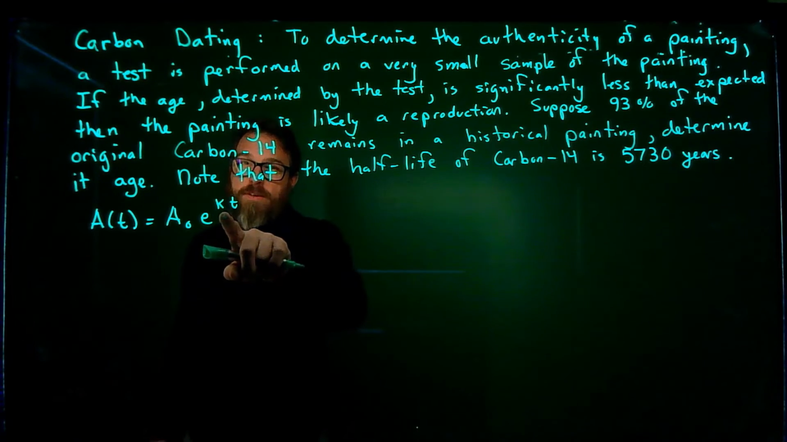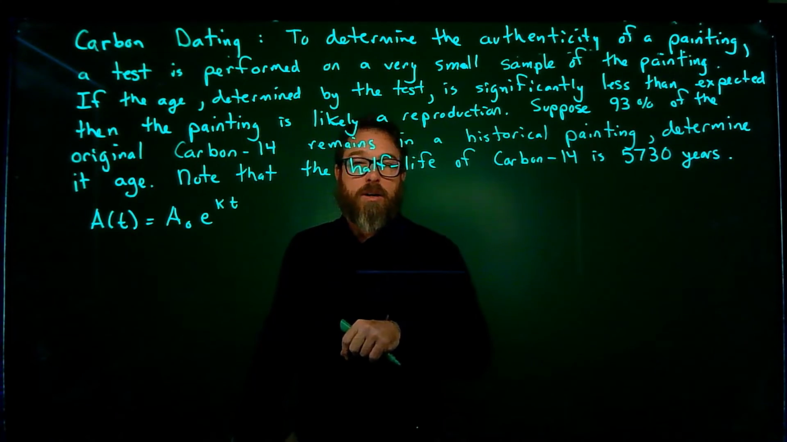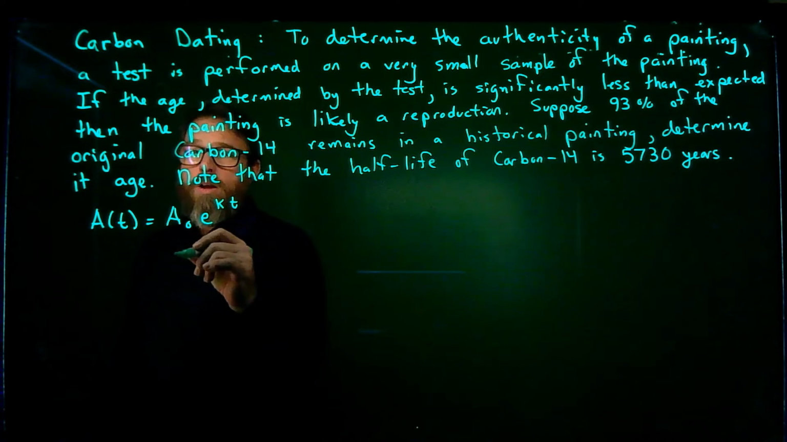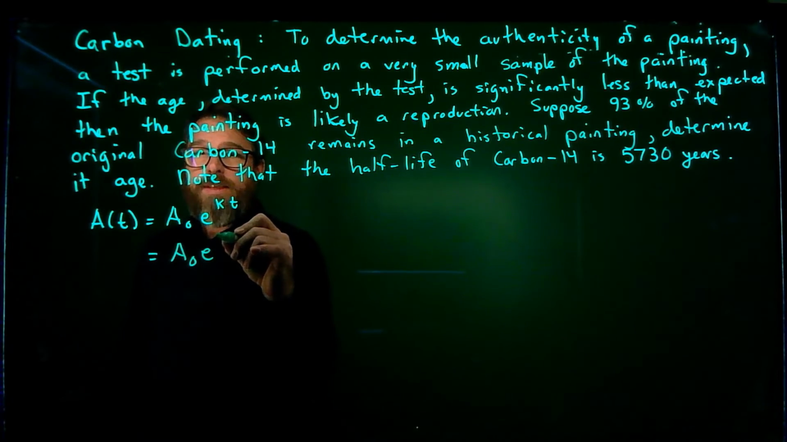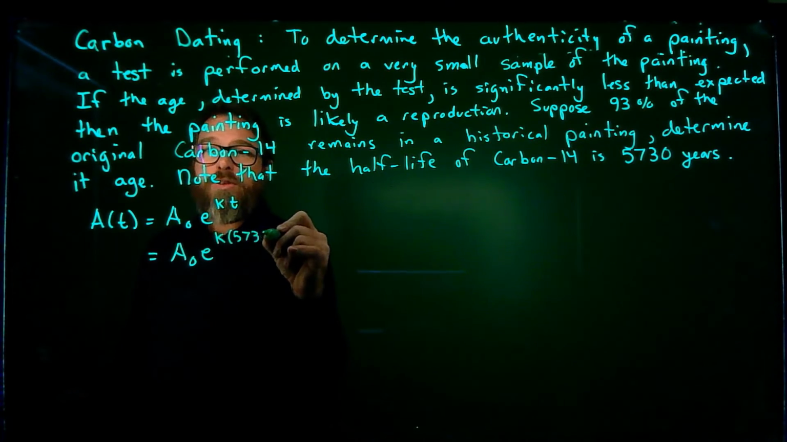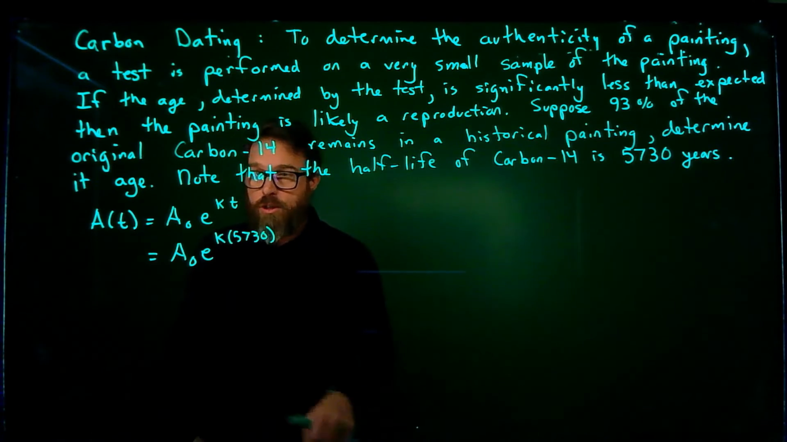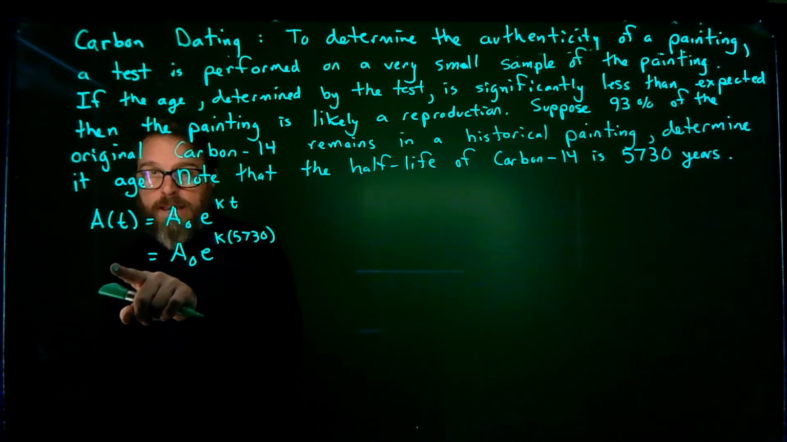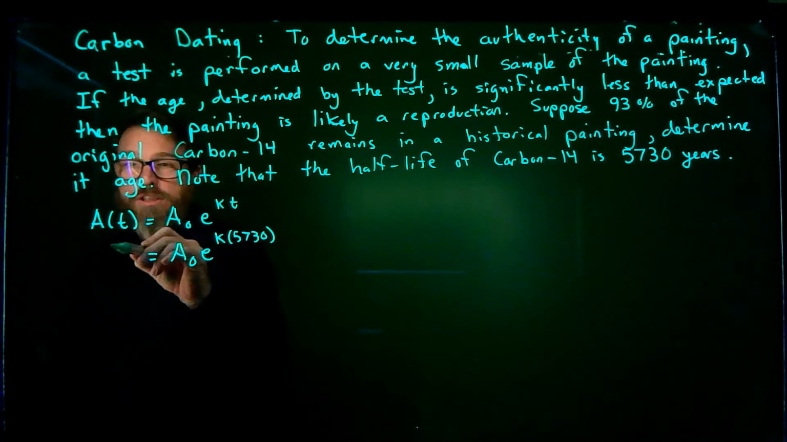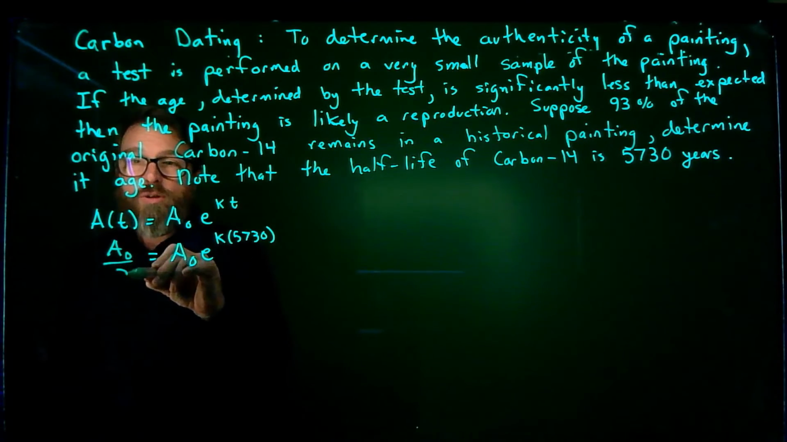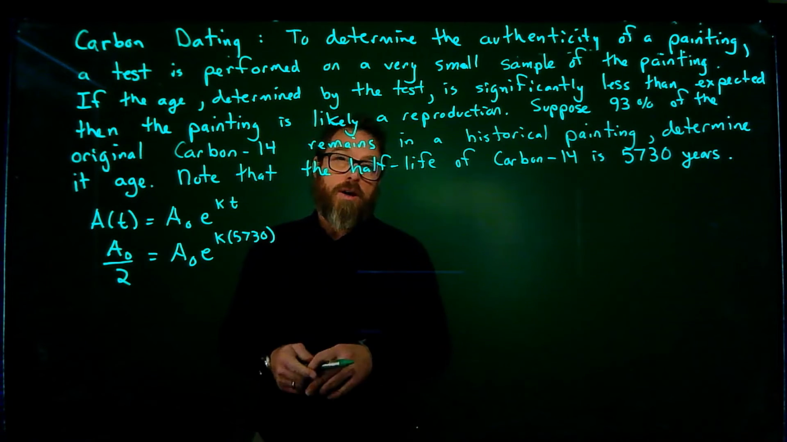So if I want to find half-life, I really have to find this particular k, and this k changes depending on what element I'm actually testing here. So what I know is after 5,730 years, the amount is going to be half of what it was. So if this was 20, this would now be 10. If this was 10, this would now be 5. If this is A naught, this is going to be half of A naught, or A naught over 2.